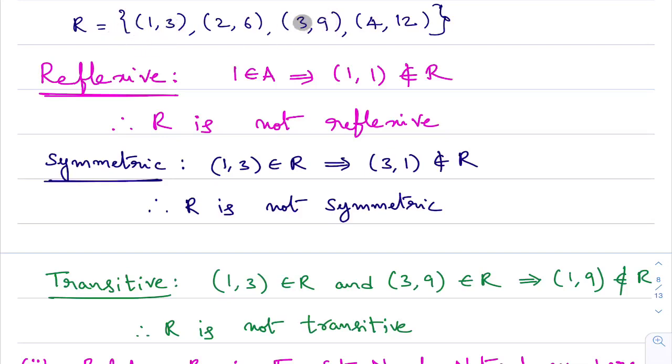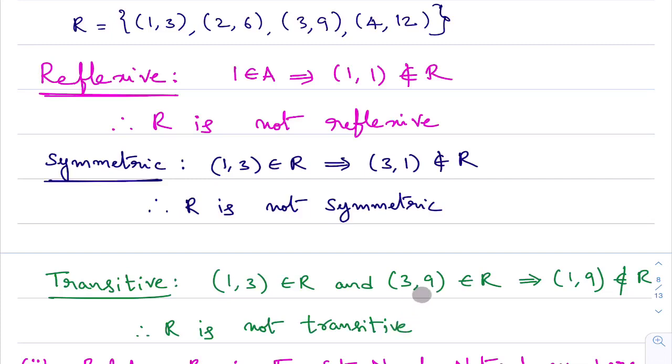(1, 3), (3, 9). Okay, (1, 3), (3, 9). What is (A, C)? (A, C) means (1, 9). See, is (1, 9) there in this relation? (1, 9) does not belong to the relation. Therefore, R is not transitive.